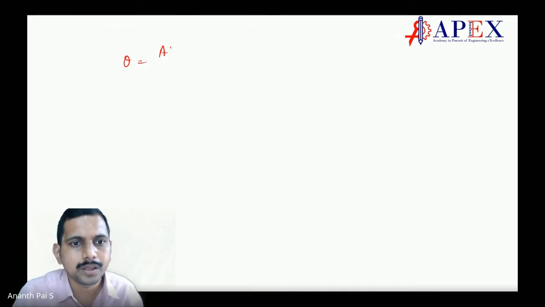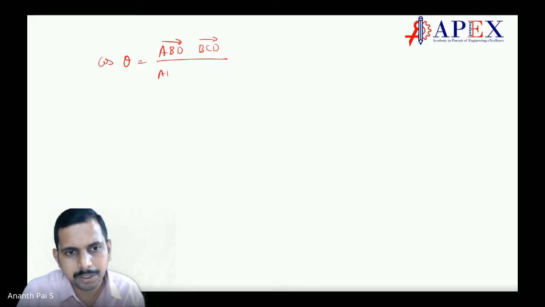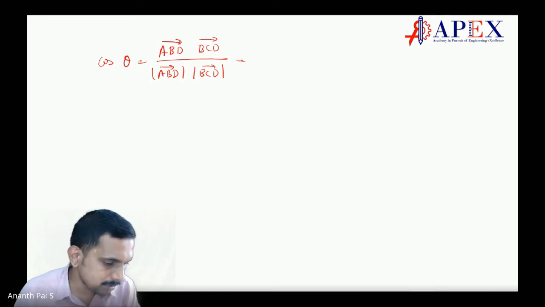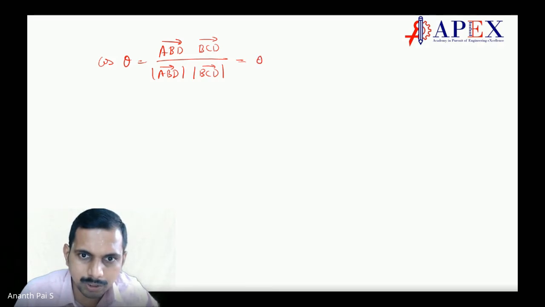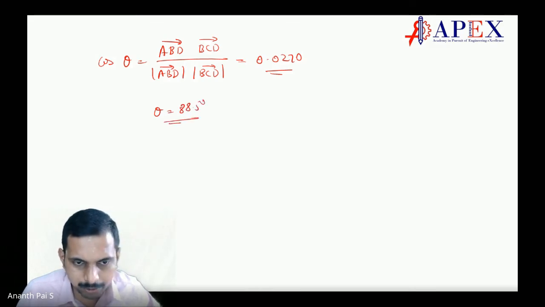So ABD vector, area vector, BCD vector divided by cos theta. Cos theta is equal to ABD vector magnitude into BCD vector magnitude. And you get cos theta as 0.0270. And then that means theta is equal to 88.5 degrees. It's very important you solve it by yourself, students.